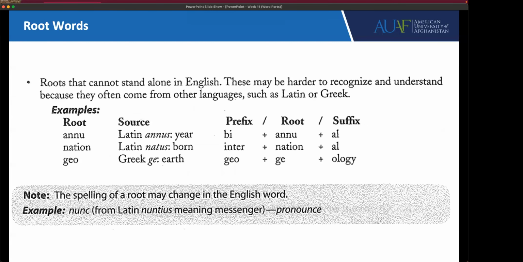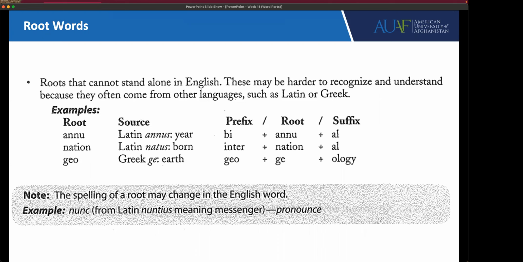Okay, so Rizwana, you want to read this one? Yes, Professor. Roots that cannot stand alone in English. These may be harder to recognize and understand because they often come from other languages, such as Latin or Greek.